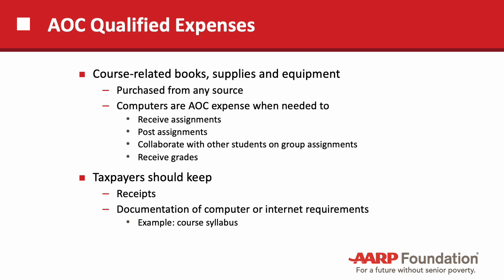Right. Qualified expenses for the American Opportunity Credit: course-related books, supplies, and equipment. They can be purchased from any source. Now, computers are an expense when they're needed to receive assignments, post assignments, collaborate with other students on group assignments, or to receive grades. And the taxpayer should keep receipts and documentation of computer or internet requirements.